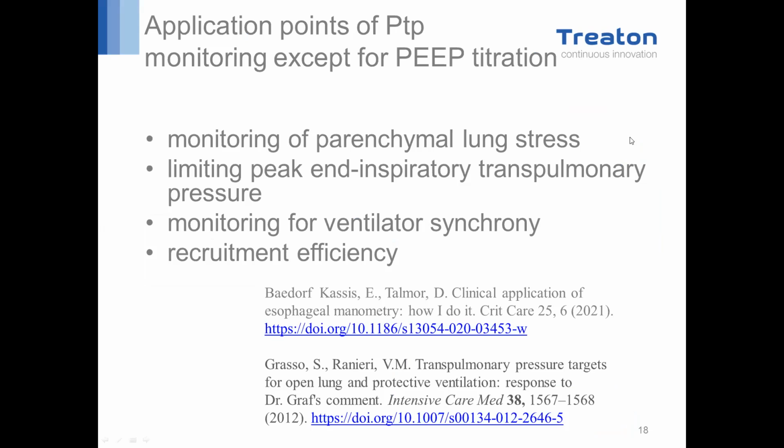Here are some more situations where PTP monitoring can be useful: monitoring of parenchymal lung stress, limiting peak and expiratory transpulmonary pressure, monitoring for ventilator synchrony, and the recruitment efficiency. You can see links about the application points of PTP.